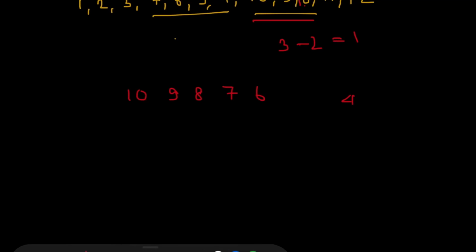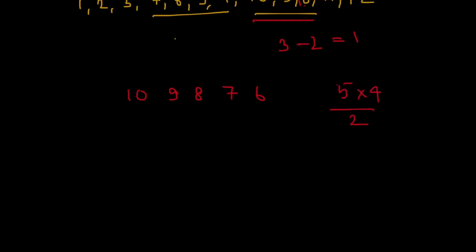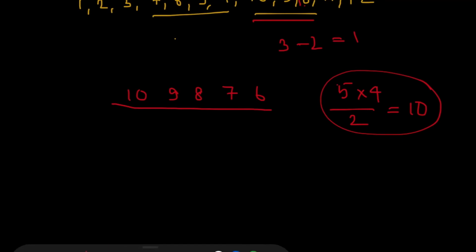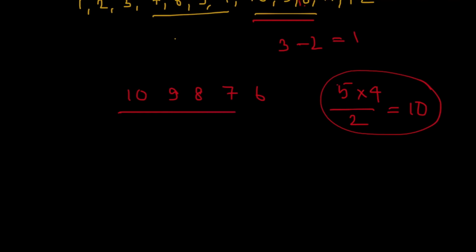I'll just simply use the formula. Since n is 5 here, the length is 5. So the number of inversions will be 5 into 4 by 2, that is 10. So 10 inversions are there initially in this portion. Now, if I reduce the portion, like if I just count the number of inversions for this part.